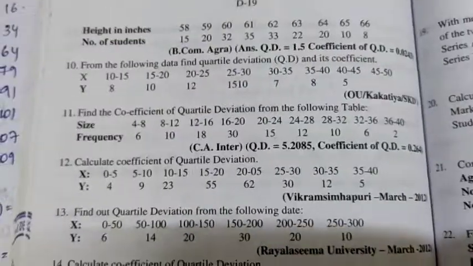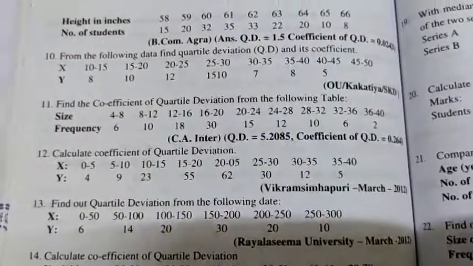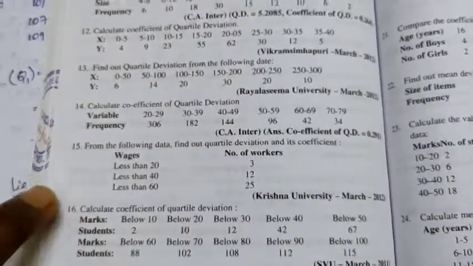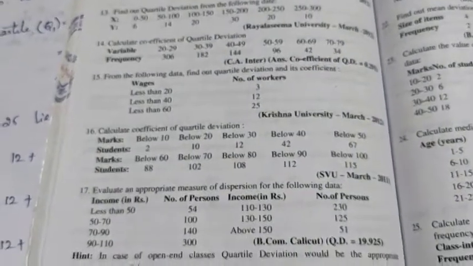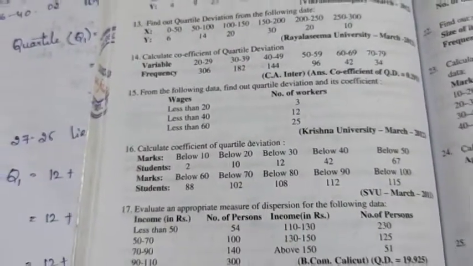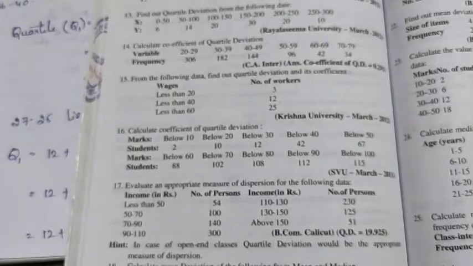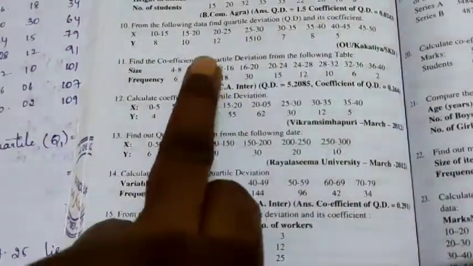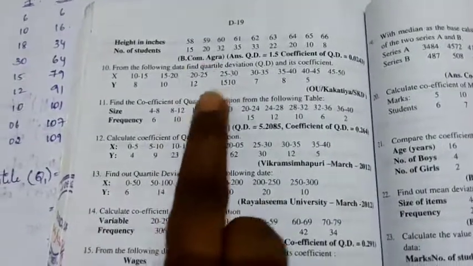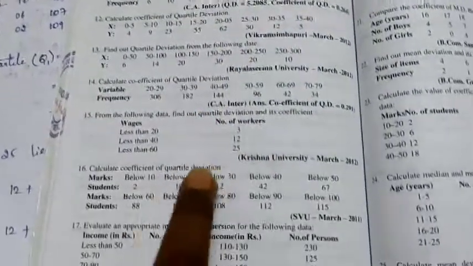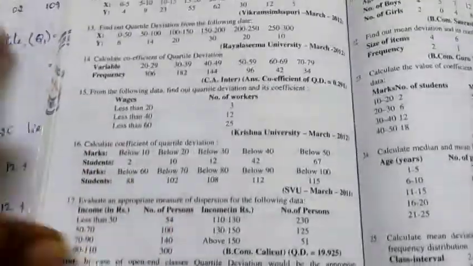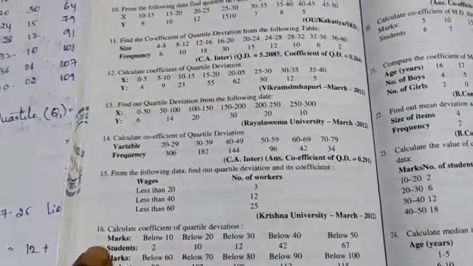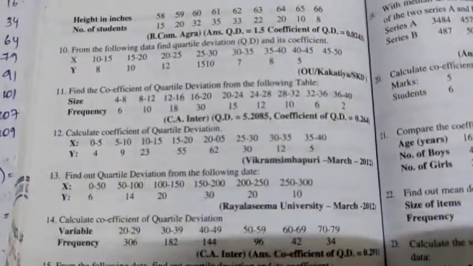See here, questions 10, 11, 12, 13, 14, 15, 16, 17, up to 17. These are all quartile deviation, continuous series questions.